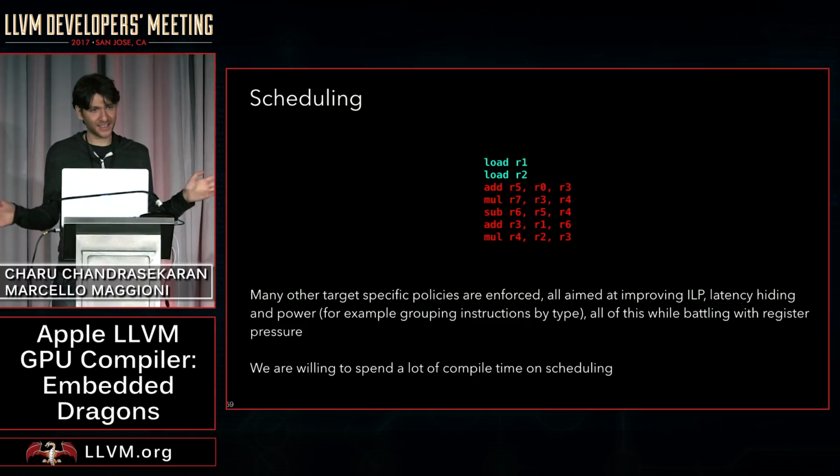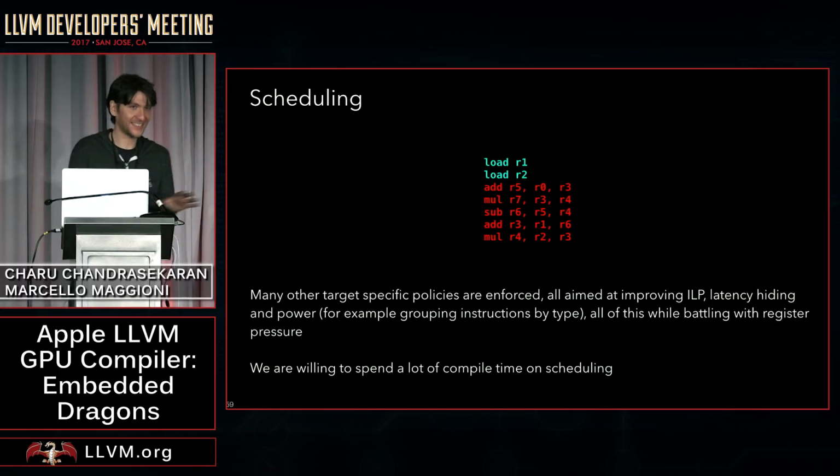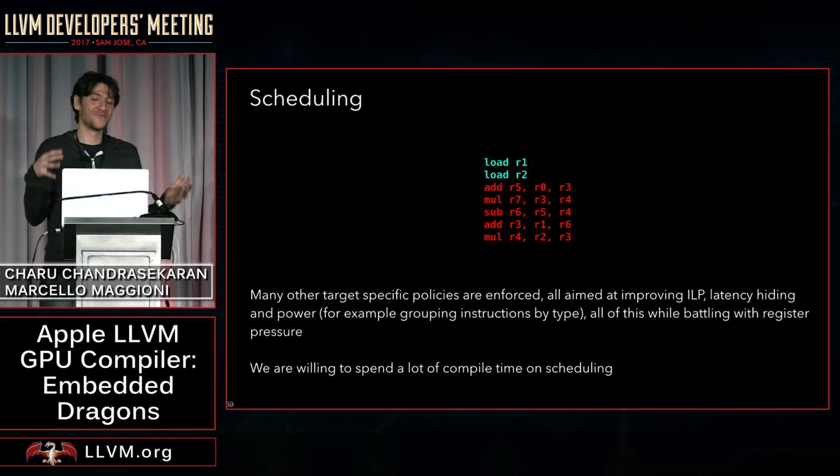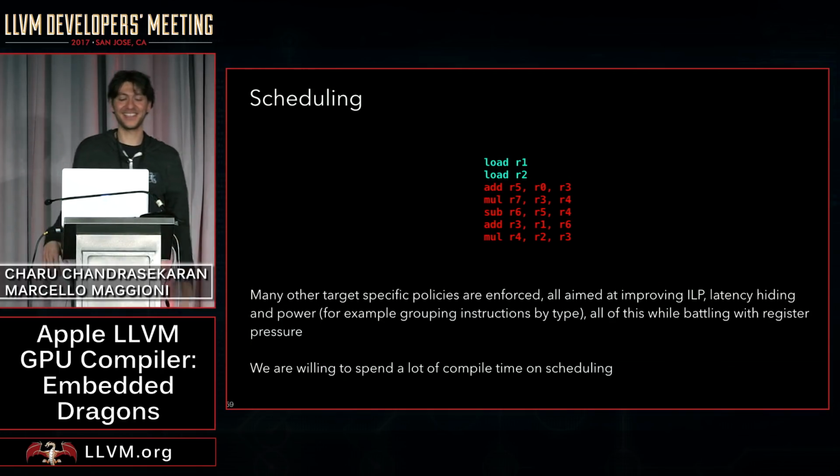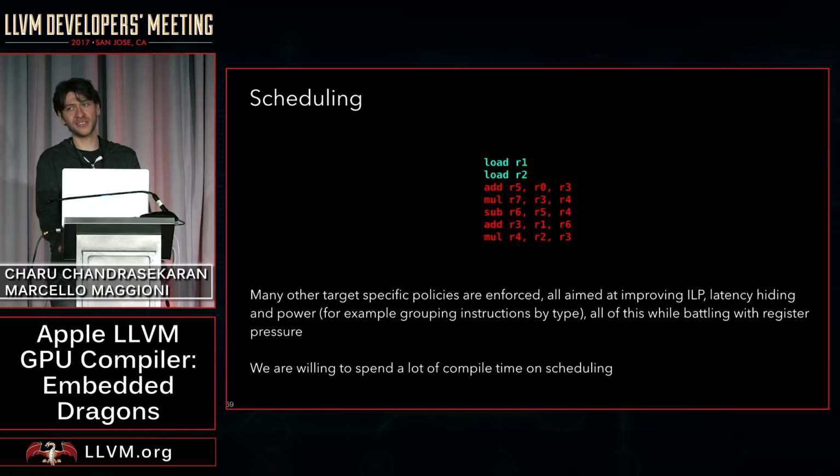We have many other custom scheduling policies. Our scheduler is huge, thousands of lines. All these policies go against each other, and they all go against register pressure, so we need to be very, very careful in balancing them out. We spend a lot of time in scheduling. I'm going to mention it again later, but it's about 5 to 15% of our compile time. But it's very important, so we are very happy doing it.